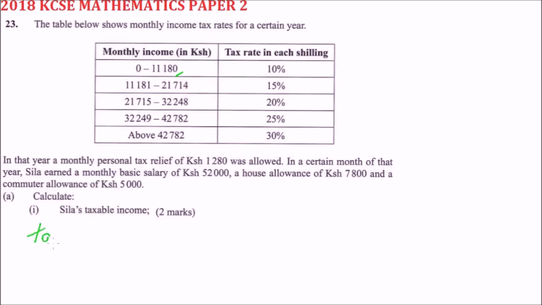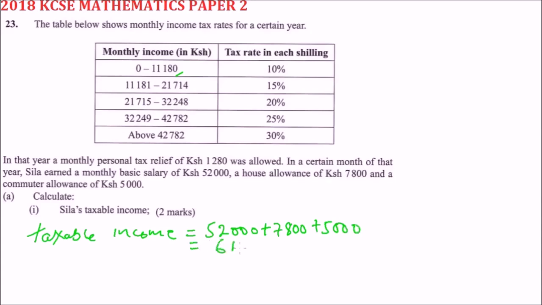Taxable income, we add the basic salary, which is 52,000. You add the house allowance of 7,800. You add the commuter allowance of 5,000, and when you add these up, you get 64,800. So that is the taxable income, all the money that she earned in that particular month. Then we go to the second part, Roman number 2.